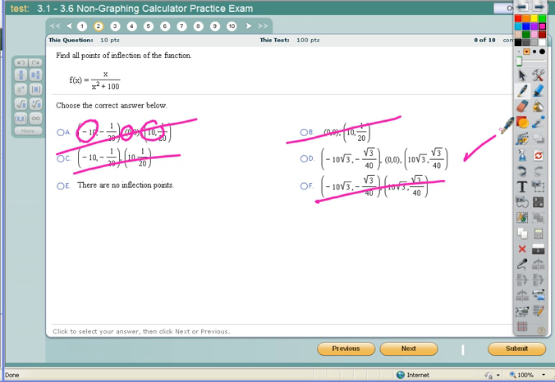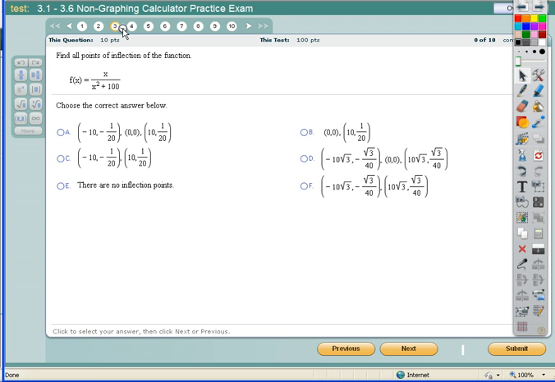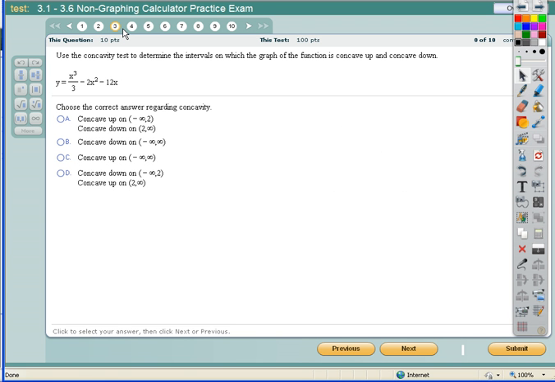Okay, use the concavity test to determine the intervals on which the graph of the function is concave up and concave down. So all this is just the same problem we just did, essentially, isn't it? We're just finding the signs of the second derivative. This is a pretty easy second derivative to calculate, though.